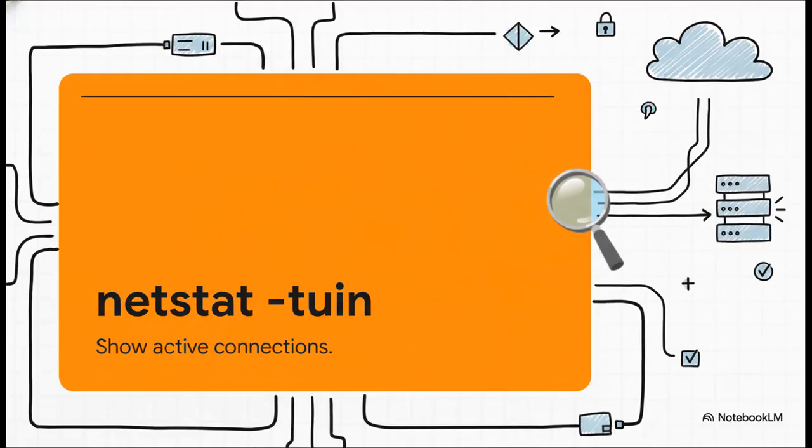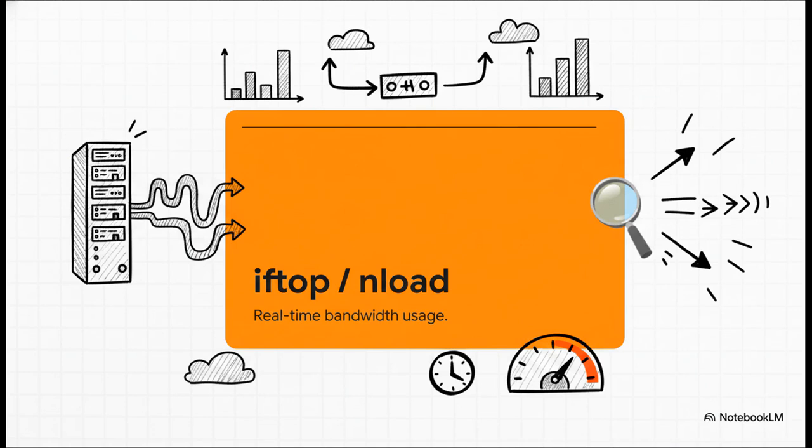Netstat is like asking the server, hey, who are you talking to right now? It gives you a list of all the active network connections. You can see which local and remote IP addresses are connected, what service they're using, and the state of the connection, like is it established or just listening. This is perfect for making sure your app is accepting connections like it should be, or for spotting any weird or unexpected activity.